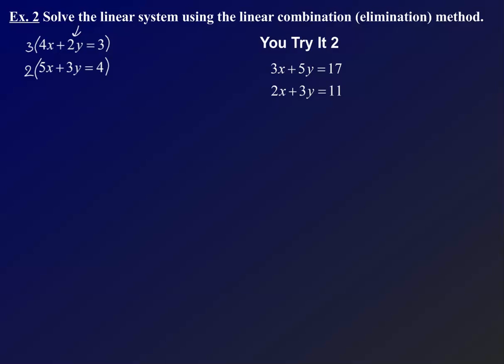But they're both positive at the moment, so one of my two equations has to be negative. So I'm going to go ahead and multiply the second equation by negative 2. So my first equation, 3 times 4 is 12, so we get 12x. 3 times 2 is 6, so we have 6y. And 3 times 3 is 9. On my second equation, negative 2 times 5 is negative 10x. Negative 2 times 3 is negative 6y. And negative 2 times 4 is negative 8.